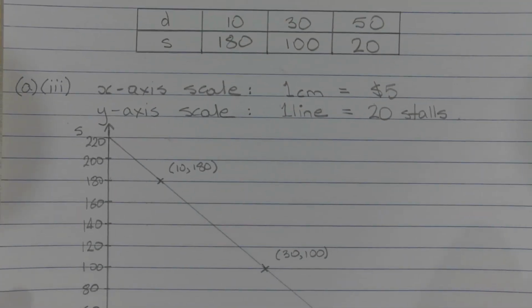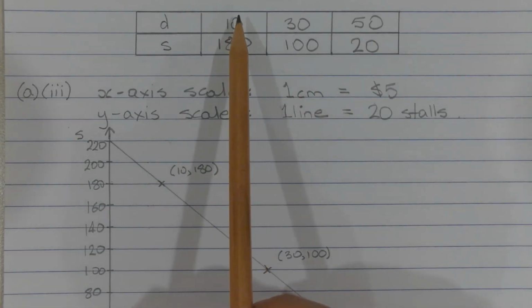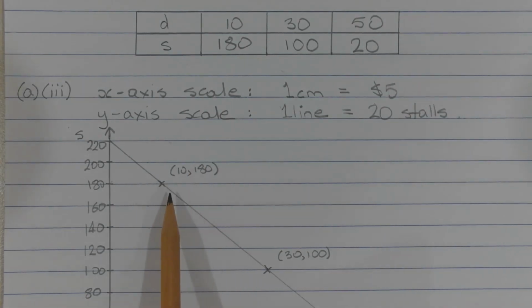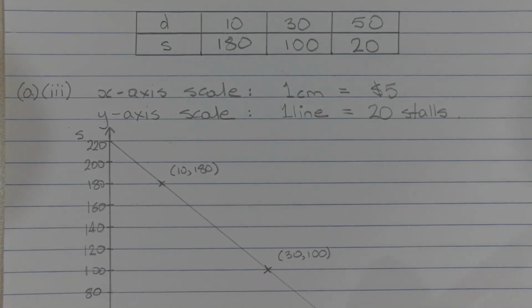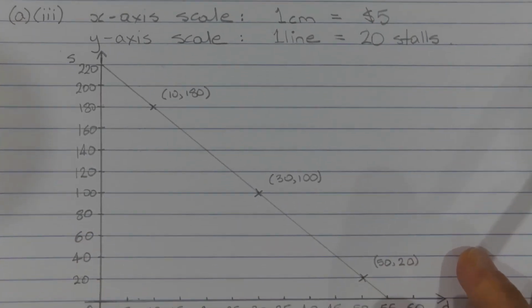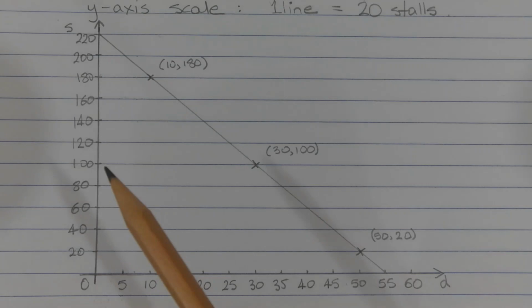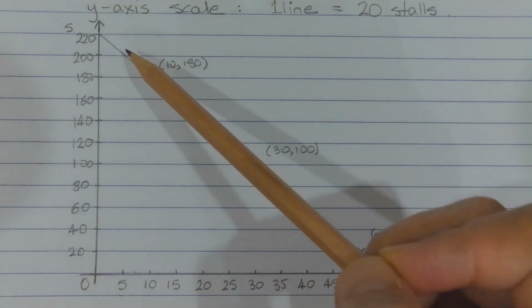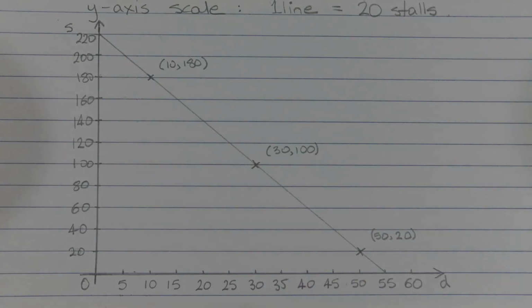So if we go back to our table of values from part 2, I'm going to plot these 3 points as coordinates. So the first point will have coordinates (10, 180), and that's this point here, marked with an X. The next point has coordinates (30, 100), and that's this point here. And the last point has coordinates (50, 20). And that's this point here. And the final step, if it's done correctly, is to draw a line passing through all 3 points from one axis to the other.